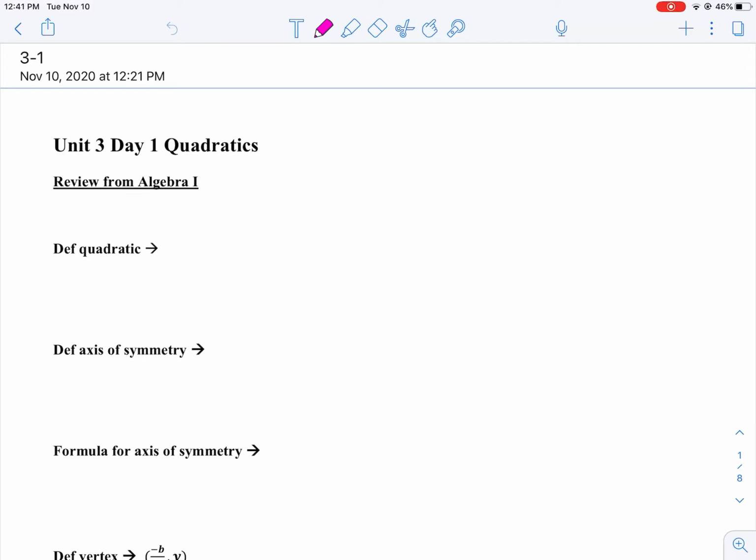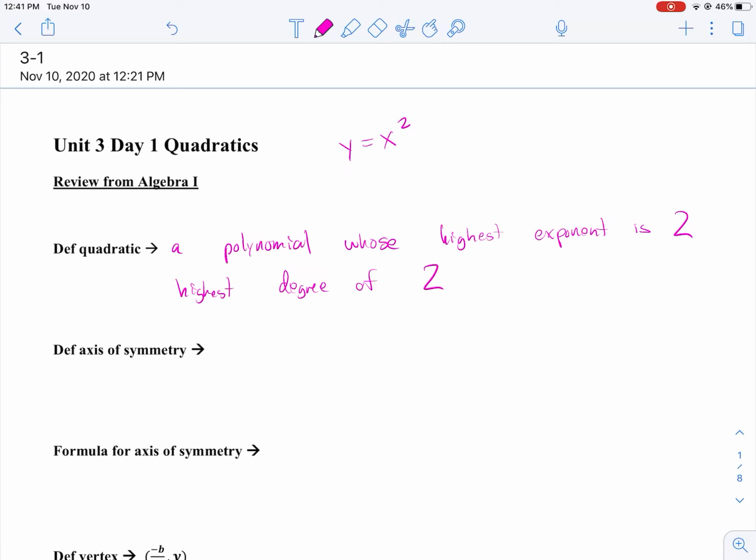So, the definition of a quadratic is a polynomial whose highest exponent is 2, right? Or we could say highest degree of 2, okay? So what do I mean by that? Well, our parent function for a quadratic is simply y equals x squared, right?